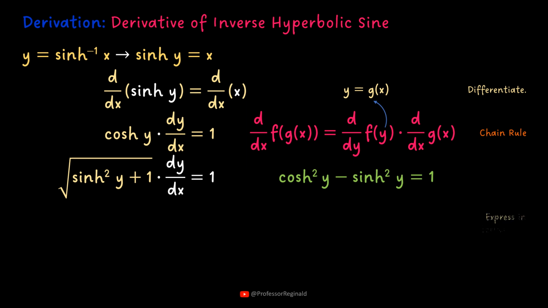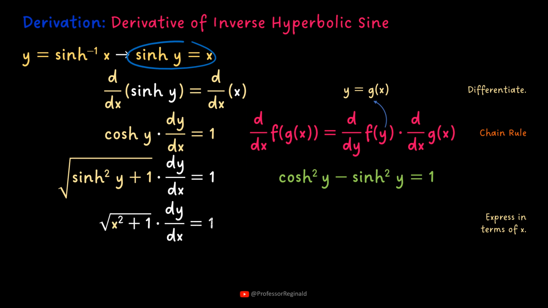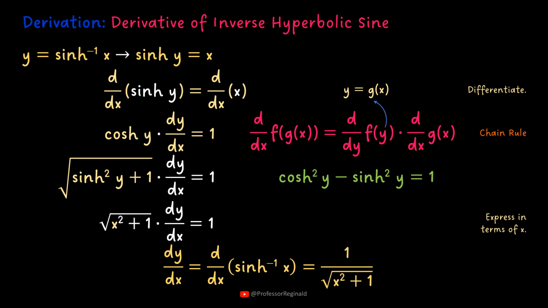Afterwards, express the equation in terms of x. Substitute x equals the hyperbolic sine of y. Divide both sides of the equation by the square root of quantity x squared plus 1. Therefore, the derivative with respect to x of the inverse hyperbolic sine of x is equal to 1 all over the square root of quantity x squared plus 1.